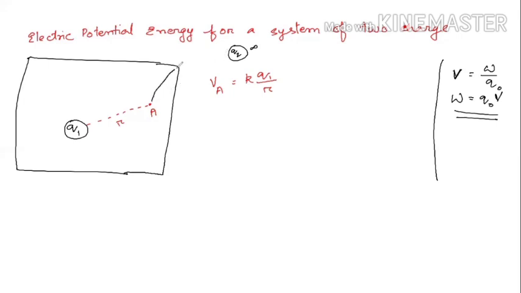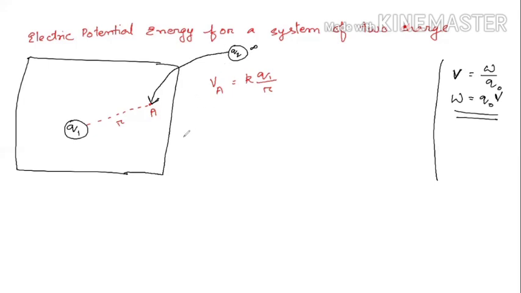And he is moving from infinity to this point A. Obviously, since he is coming from infinity to this point A, he is going to perform certain work. And that entire work will be stored as potential energy for this charge Q2.